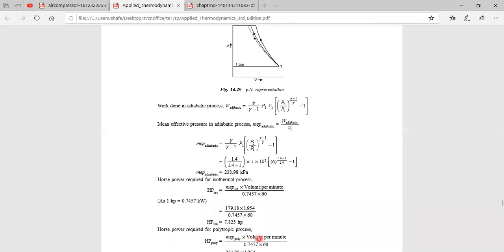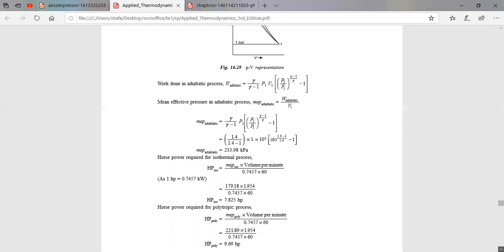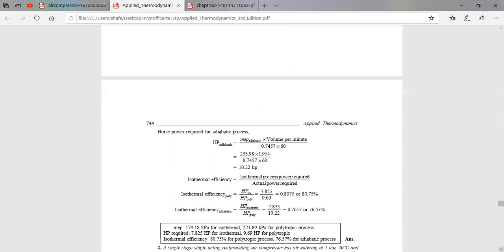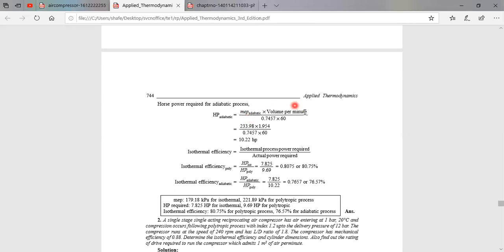Normally it won't ask for horsepower; normally it will be in kilowatts. So this is the horsepower required when the process is isothermal, 7.825. Now if I go for the polytropic process, with the same formula, it requires 9.69. You see here, isothermal power is 7.825 and polytropic is 9.69. Finally, for adiabatic, the same thing converted into horsepower is 10.22. Among the three, the adiabatic process takes more work.